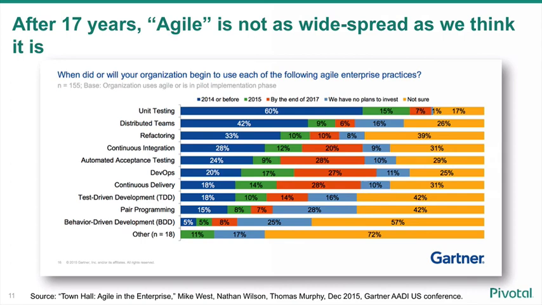Now that said, if you look at this survey, just anecdotally and otherwise, this is from a recent Gartner study that they went over at their AADI summit back in Las Vegas. That's a great conference to check out. You see that our assumptions that Agile is mainstream are not necessarily validated by the data, right?